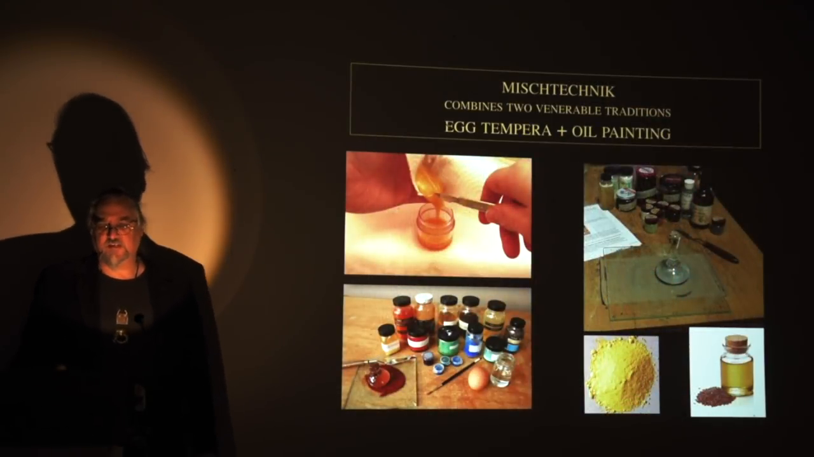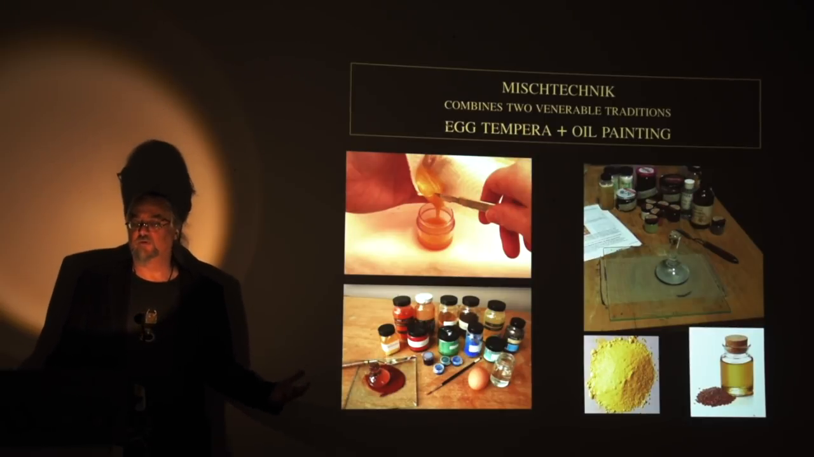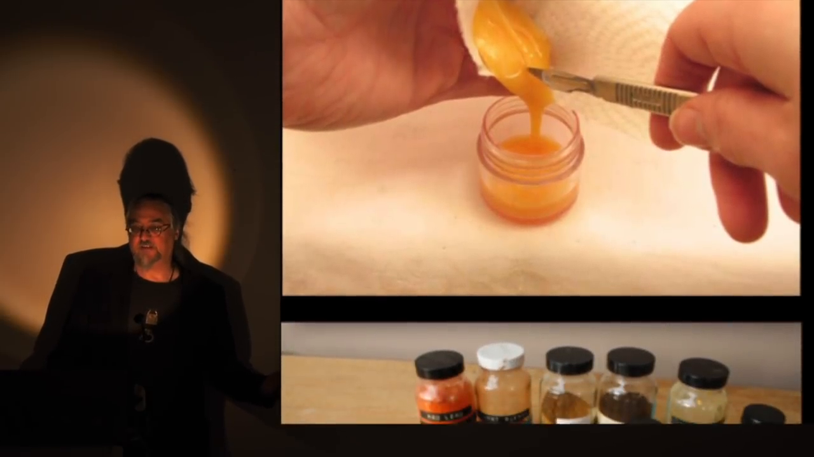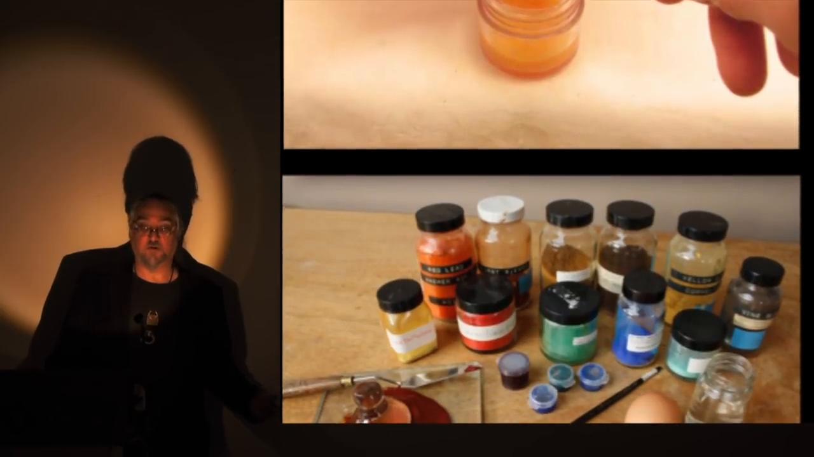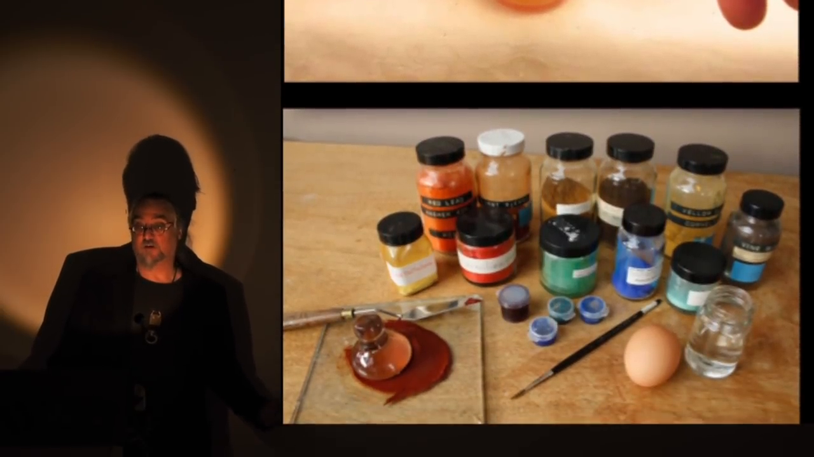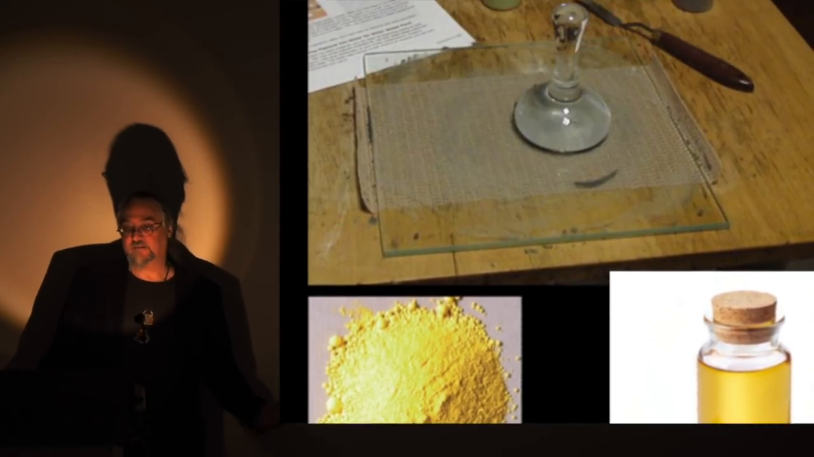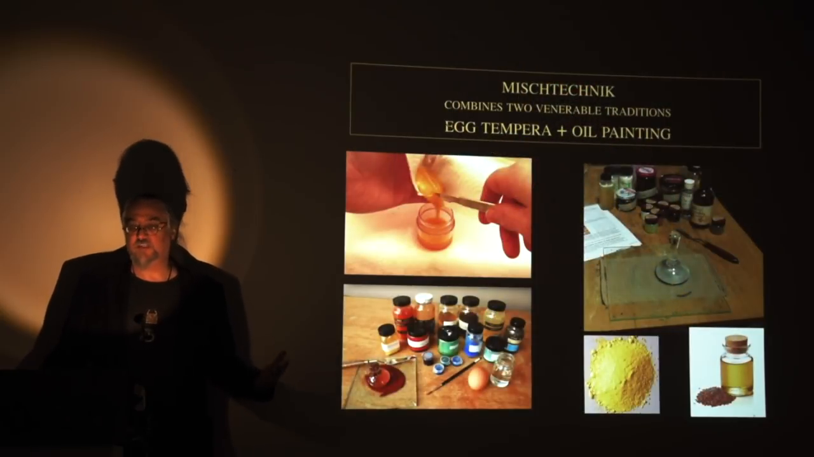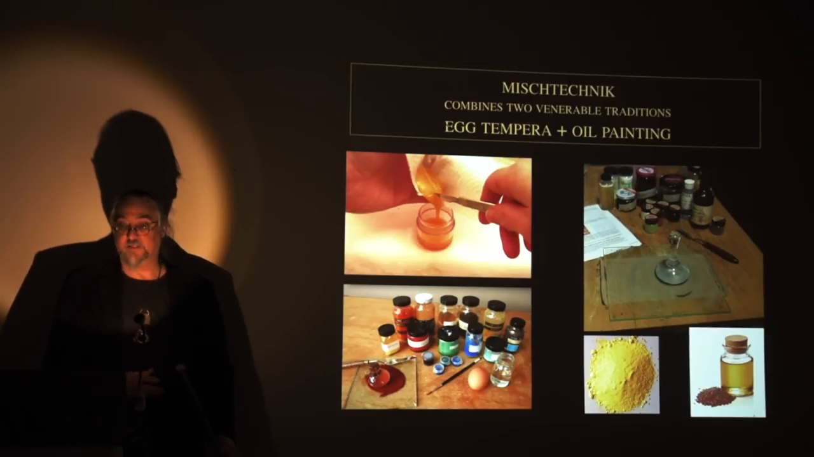So what's interesting about the Misch technique is that it combines two venerable traditions of painting. We saw that Byzantine painting was basically done in egg tempera, and egg tempera has a history of about 1,000 years or longer as a painting technique. Oil painting has a history of around 500 years. And so you're taking these two techniques, egg tempera painting and oil painting, and combining them in this mixed or Misch technique.